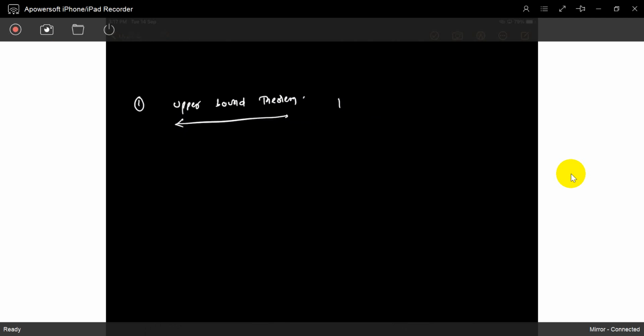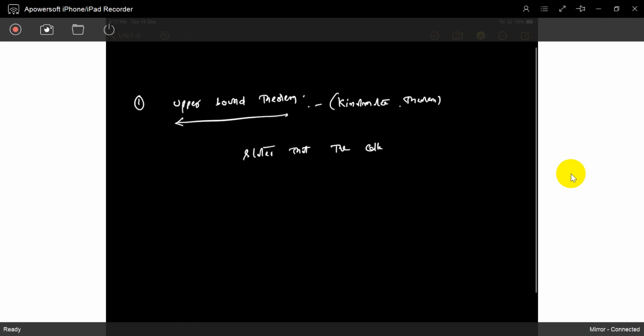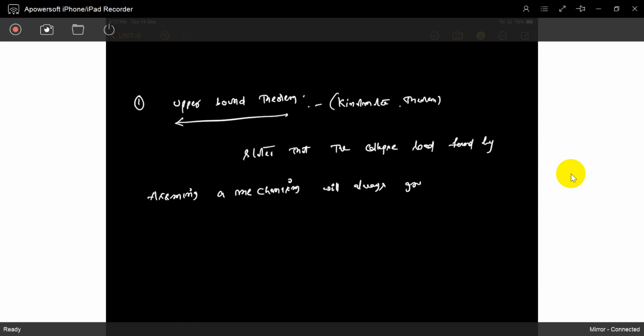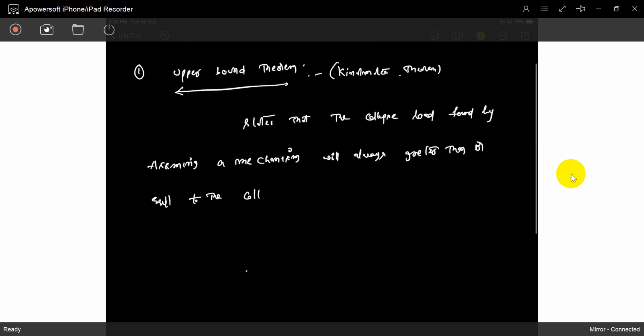Next it is a kinematic theorem. Sir, how is it? I will show you. This theorem states that the collapse load found by assuming a mechanism will always be greater than or equal to the collapse load. What he said is that the collapse load found by assuming a mechanism will always be greater than or equal to the collapse load.